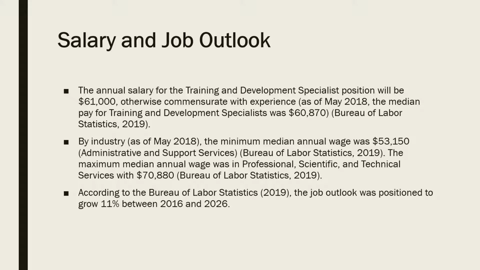By industry, as of May 2018, the minimum median annual wage was $53,150, in administrative and support services, according to BLS. The maximum median annual wage was in professional, scientific, and technical services, at $70,880, also as of May 2018. According to the Bureau of Labor Statistics, the job outlook is positioned to grow 11% between 2016 and 2026.